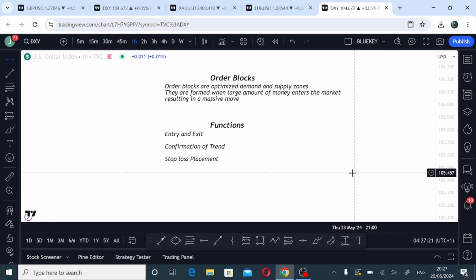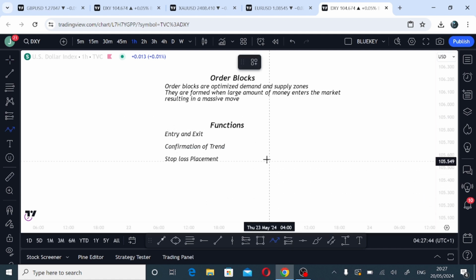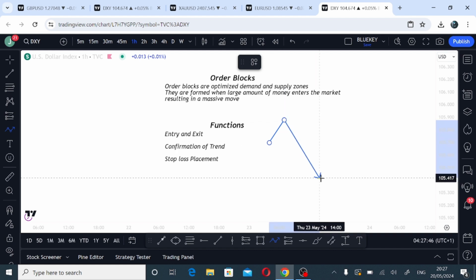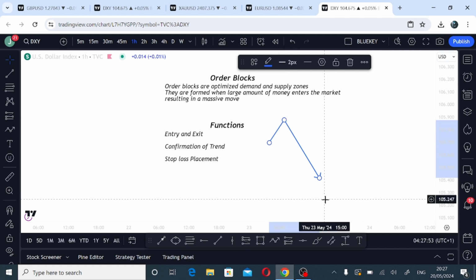But before I do that, let me just let you know that in simple terms, order blocks are basically the last buy candle before the sell starts in a bearish market, right? The last buy candle that usually propels or sponsors that move. So we have a move like this, and the order block is usually going to be around this zone. It's probably the last buy candle before the sell actually started.